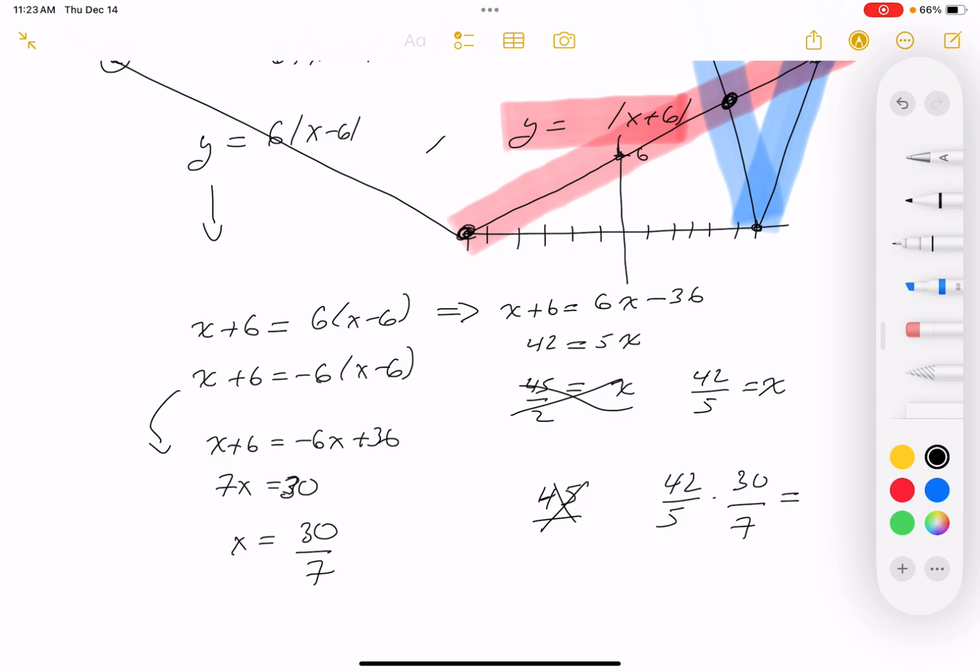And can I reduce that? I think so. 5 goes into 5 one time, and goes into 30 6 times. 7 goes into 7 once, and it goes into 42 6 times. So we're left with 36. So the correct response there is 36. Thank you.